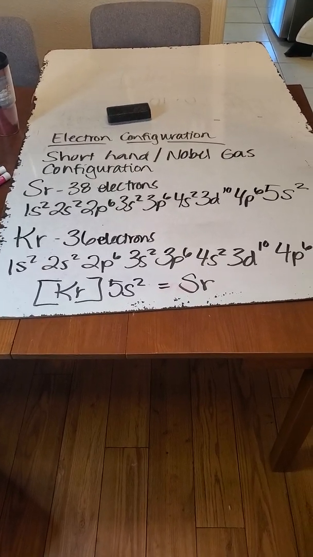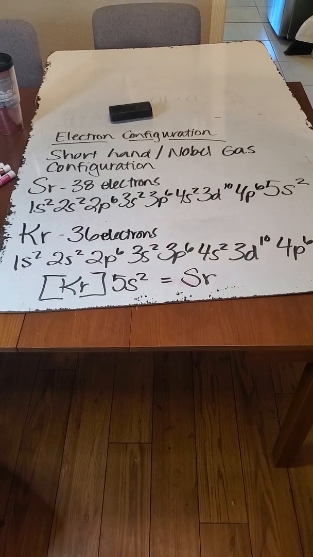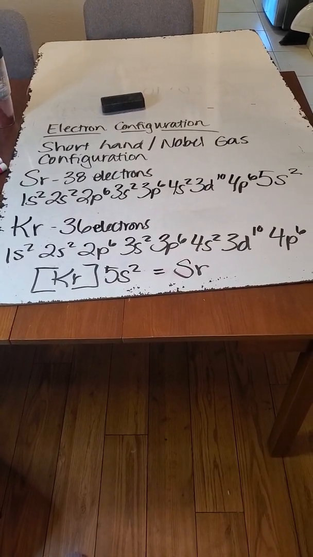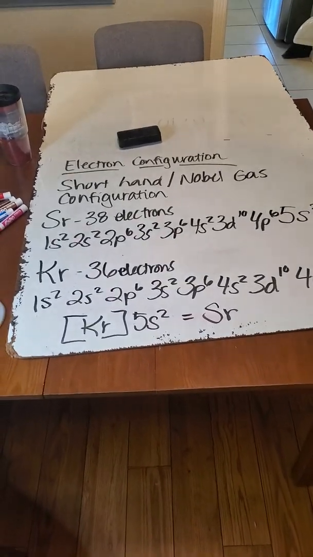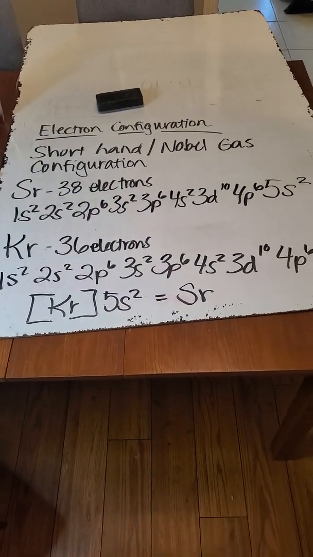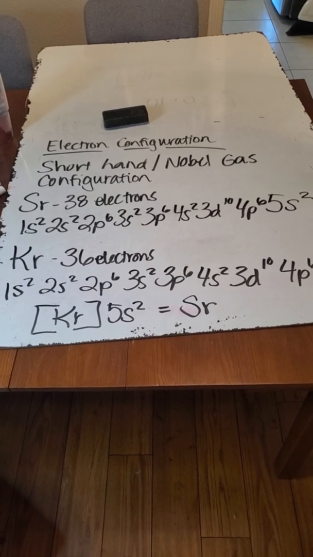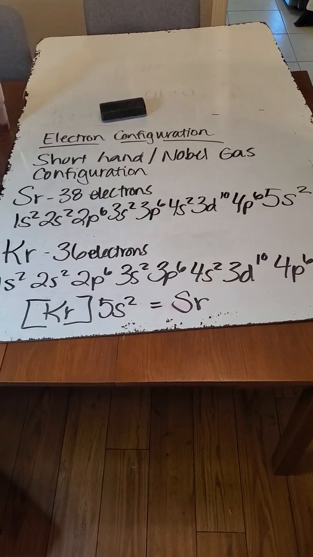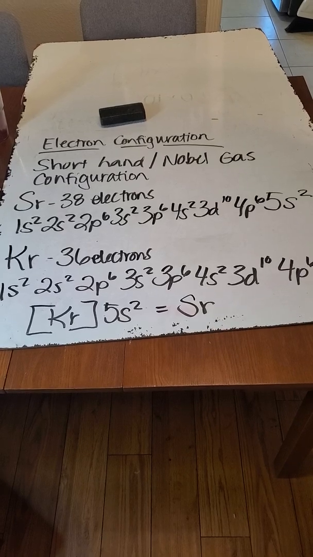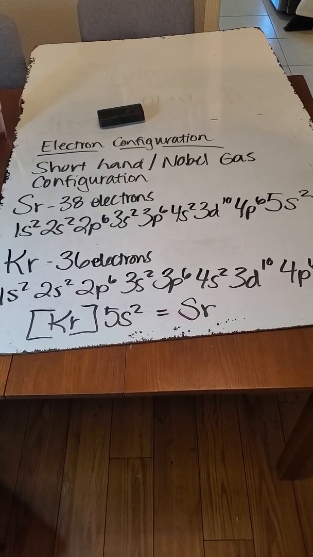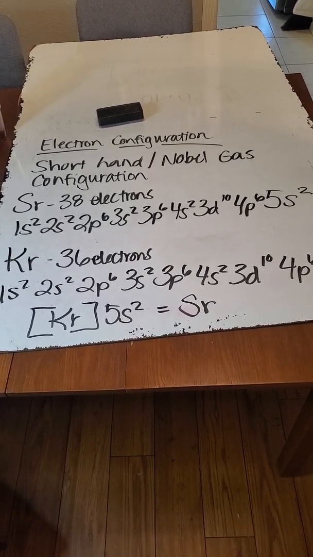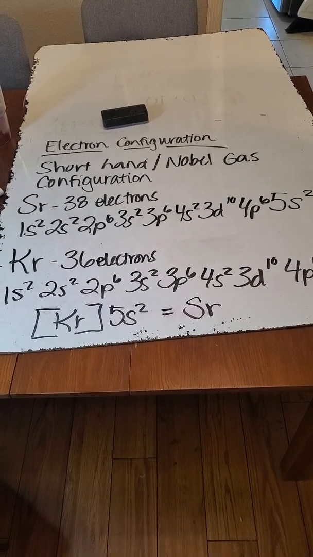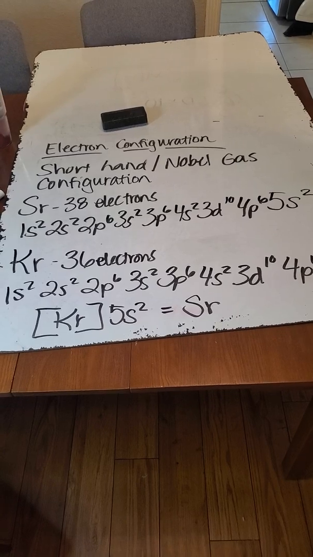So I just want to real quick show you guys a shorthand way of doing electron configuration. The reason we do this is some of our elements, like strontium, which has 38 electrons. I went ahead and did our longhand notation, and you can see that it is a lot. We end in our 5s2. So we got quite a few energy shells, and that can get really tedious to write all out.